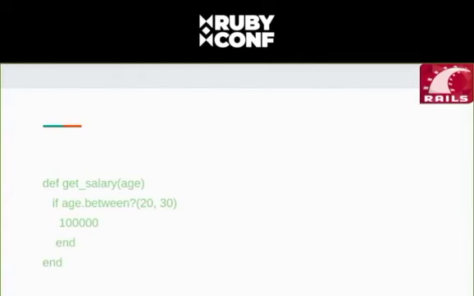Now we change the definition of the get salary method and write only this rule. Because the input is 23, that is covered by this condition, that if age is between 20 and 30, then salary is 100K. So now you can see that its coverage becomes 100%. Every line of code is being run by the test.